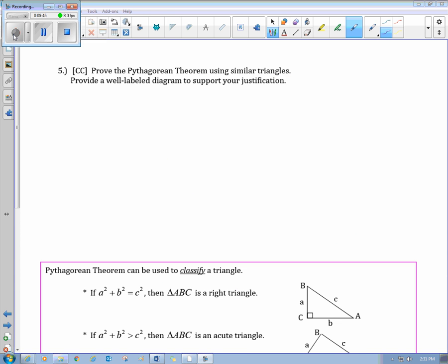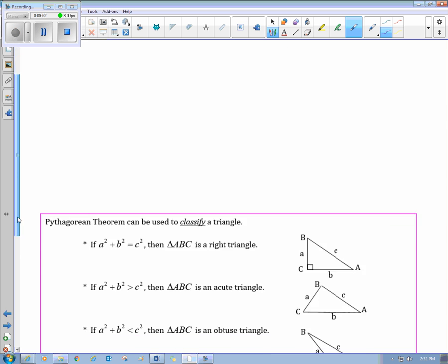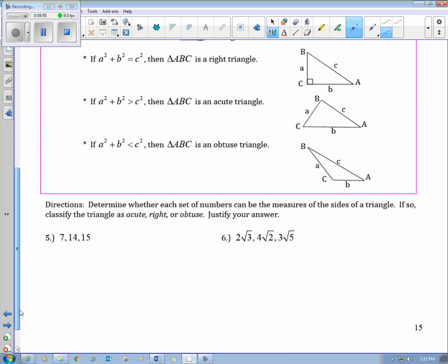On the next page, question 5 is a Common Core question to prove the Pythagorean theorem. We're going to skip that for right now. I'm going to go ahead and talk about the couple of questions that are at the bottom of the paper.